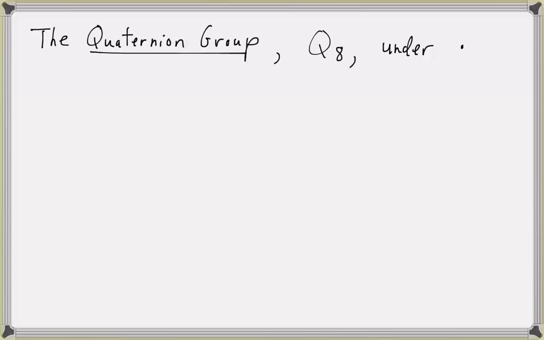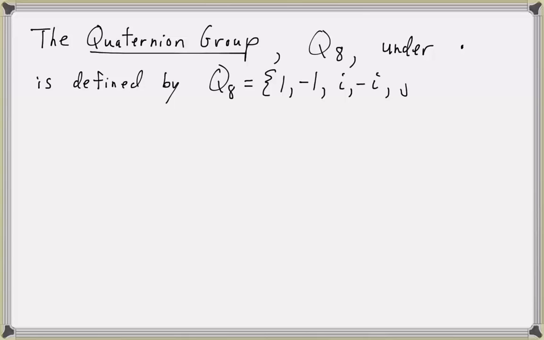So the Quaternion group under multiplication is defined by the set. There are 8 elements: the identity element 1, negative 1, I, negative I, J, negative J, K, and negative K. So these are the 8 elements of the Quaternions, and the relations that these elements satisfy are as follows.